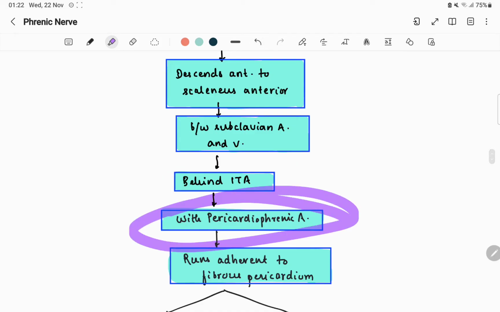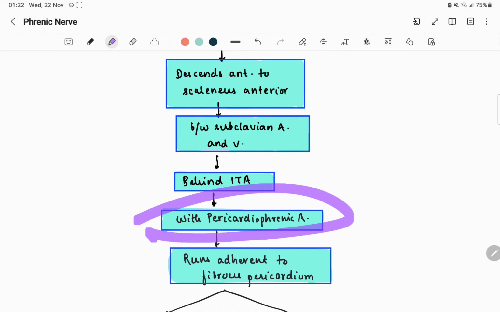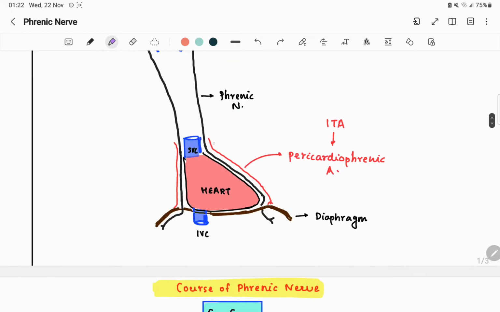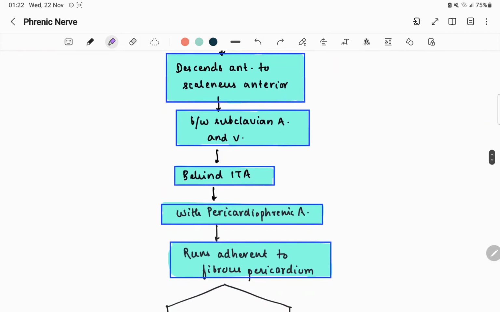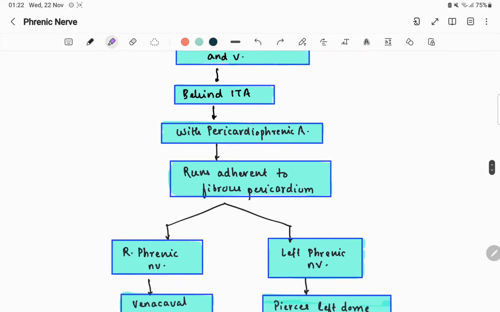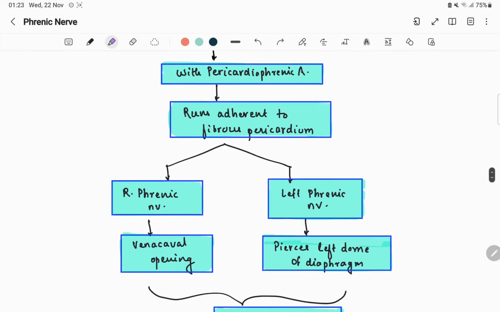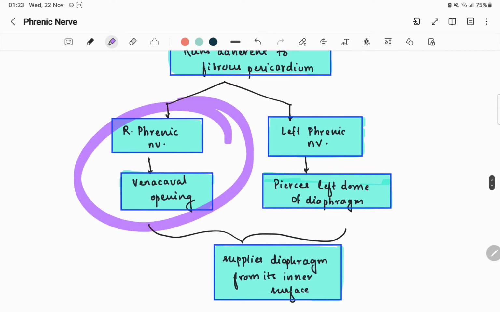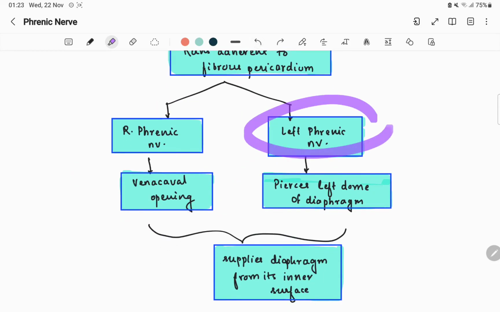It is also seen with the pericardiophrenic artery. This pericardiophrenic artery lies parallel to the course of the phrenic nerve, and with the pericardiophrenic artery, it runs adherent to the fibrous pericardium and divides into the right phrenic nerve and the left phrenic nerve. The right phrenic nerve exits by the vena cava opening. The left phrenic nerve goes out by piercing the left dome of the diaphragm.